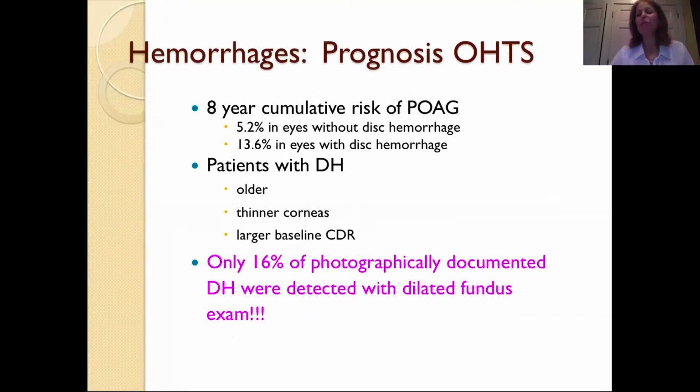One of the most important findings, though, was that only 16% of disc hemorrhages that were seen on optic disc photographs were detected during the preceding dilated exam with the doctor. So that means that the doctors, and these are glaucoma specialists, missed the vast majority of disc hemorrhages when they did a dilated fundus examination. And that is why you have to spend a moment when you examine every optic nerve and say, now I'm going to look for disc hemorrhages, and just spend that moment looking for disc hemorrhages.